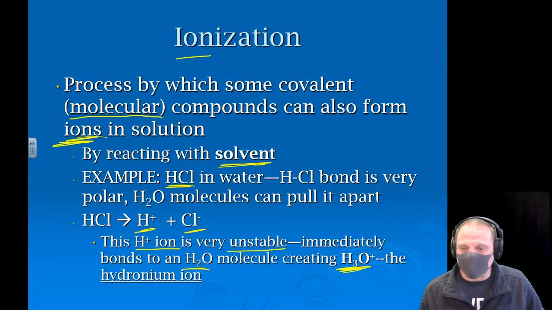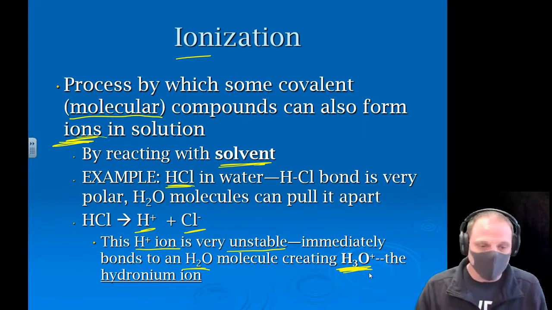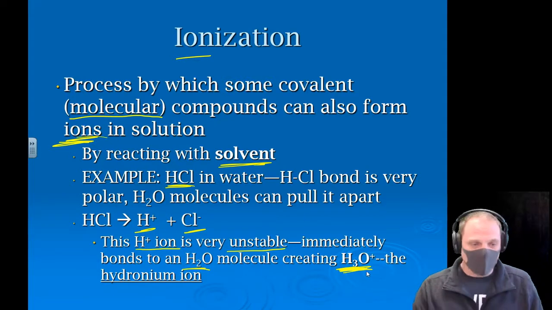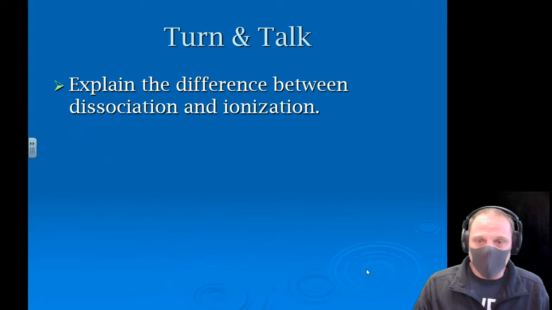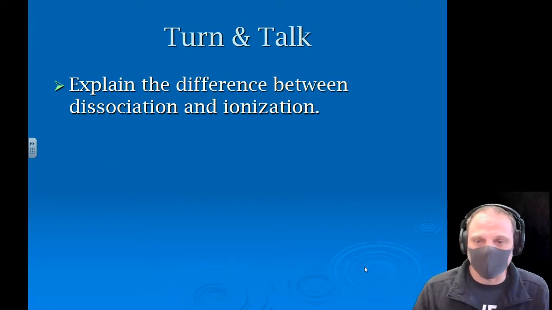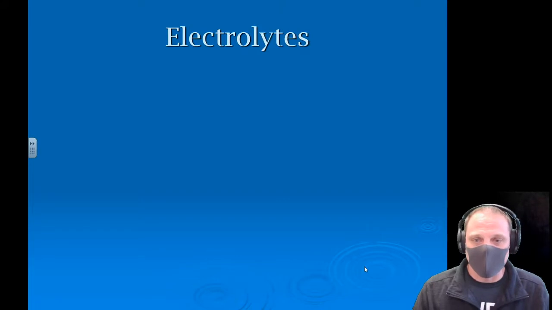Well, with hydrochloric acid, the hydrogen breaks off and combines with the H2O to make H3O+, a new ion called the hydronium ion. The number of hydronium ions is what determines whether or not an acid has a certain pH. So that's ionization. We're just out of time, so make sure you can determine the difference between dissociation and ionization.